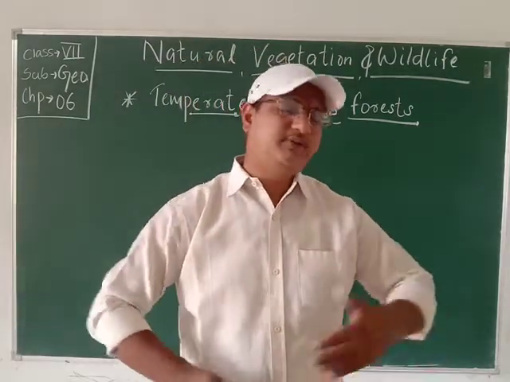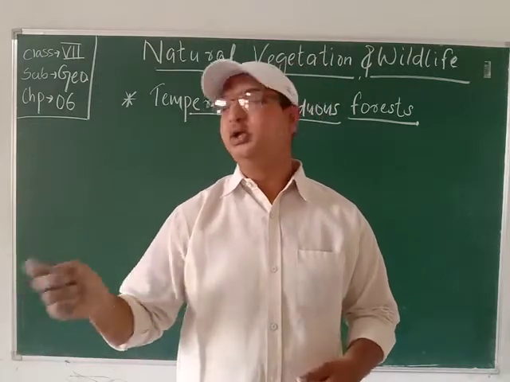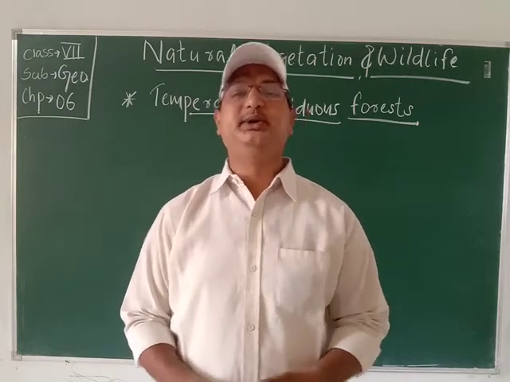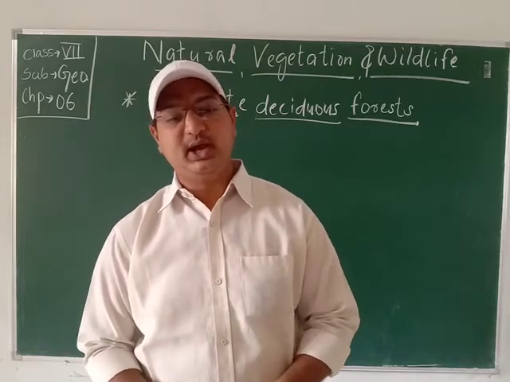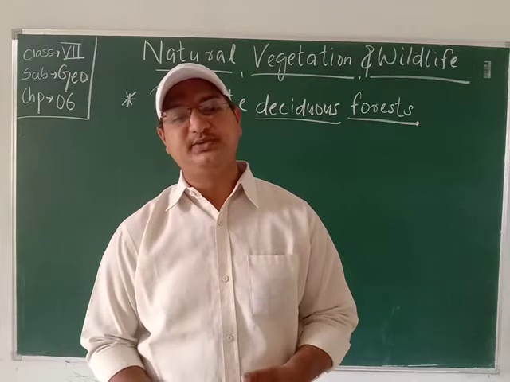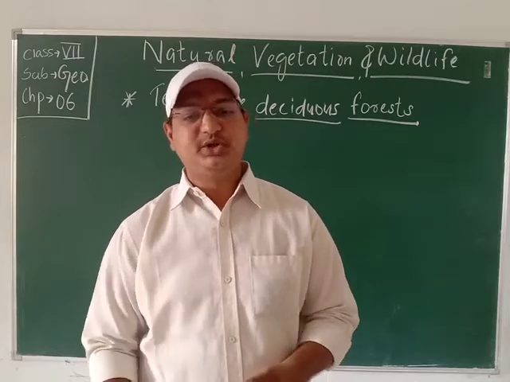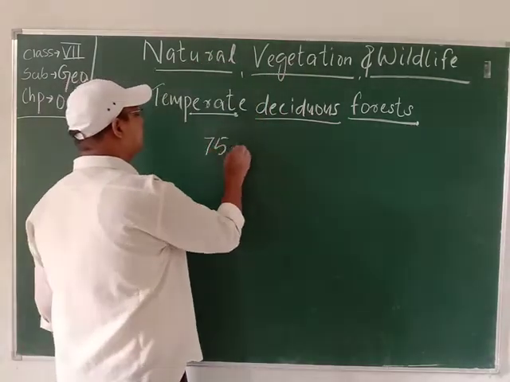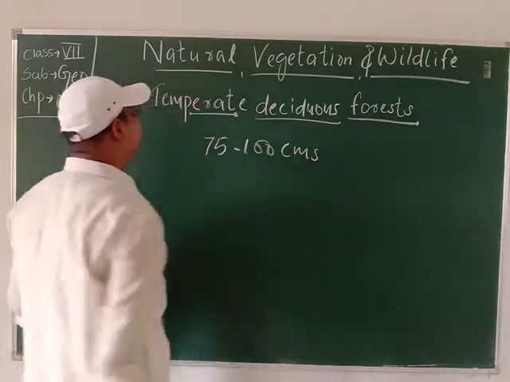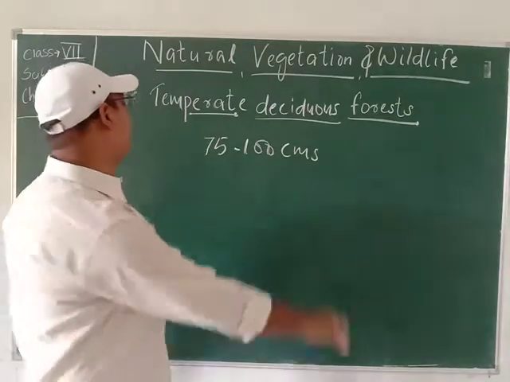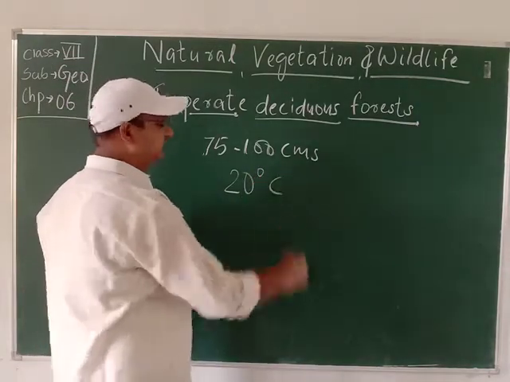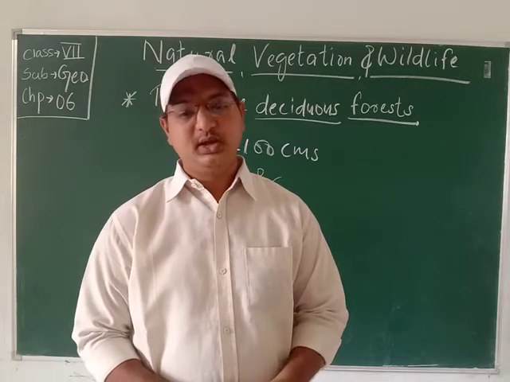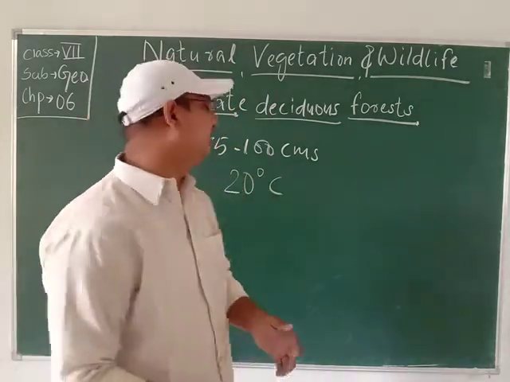Students, you can see that this type of forest, all the types I can say, are distributed in every corner of our world, but it differs and depends upon the temperature, as I have told you. The temperate deciduous forest occupies most of the eastern part of the United States and a small strip of southern Ontario. The average rainfall here is 75 to 100 centimeters, and the temperature is about 20 degrees Celsius. Students, so there is a difference among all the different forests.